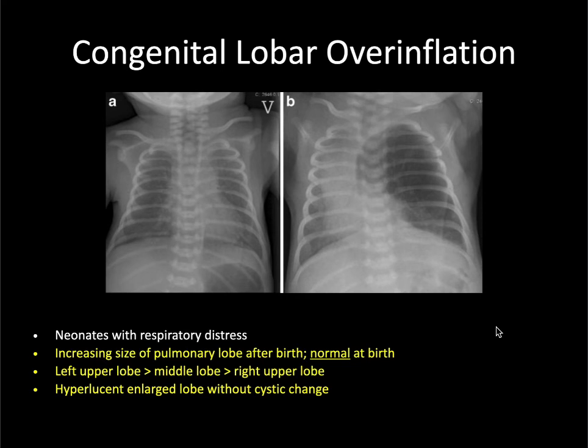And this is an example of congenital lobar overinflation. It presents in neonates with respiratory distress. Initial chest X-ray appears normal, and then you have an increasing size of a pulmonary lobe after birth. Usually it occurs in the left upper lobe, and then the middle lobe, and then the right upper lobe in frequency. You'll get a hyperlucent enlarged lobe without much cystic change.